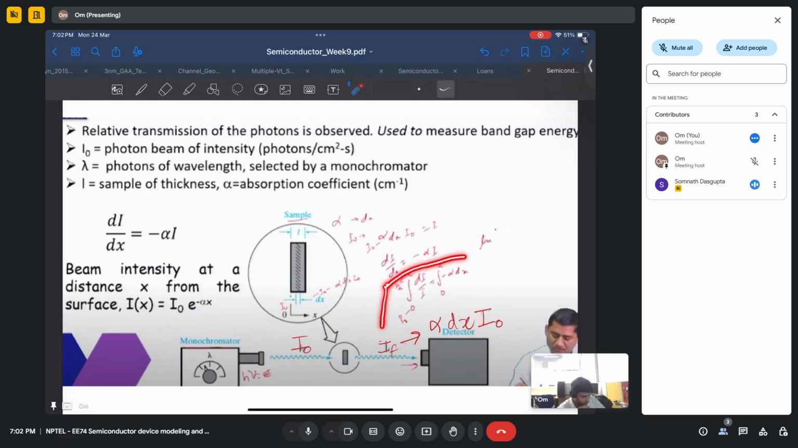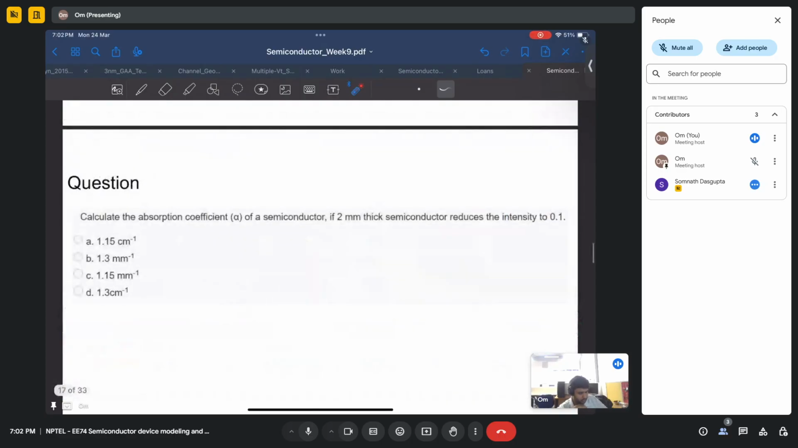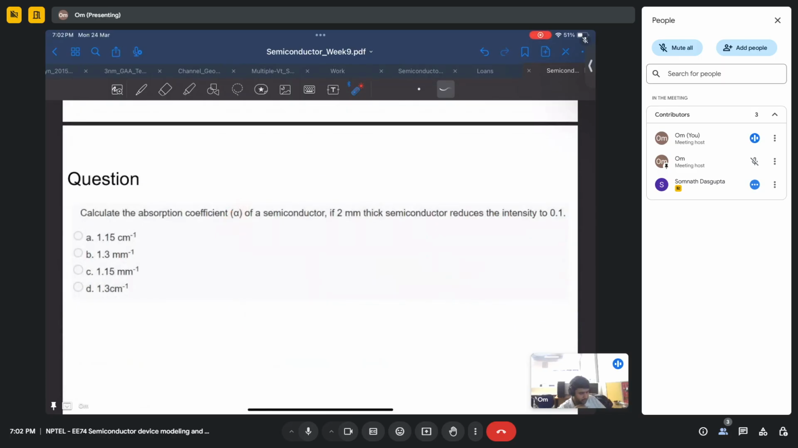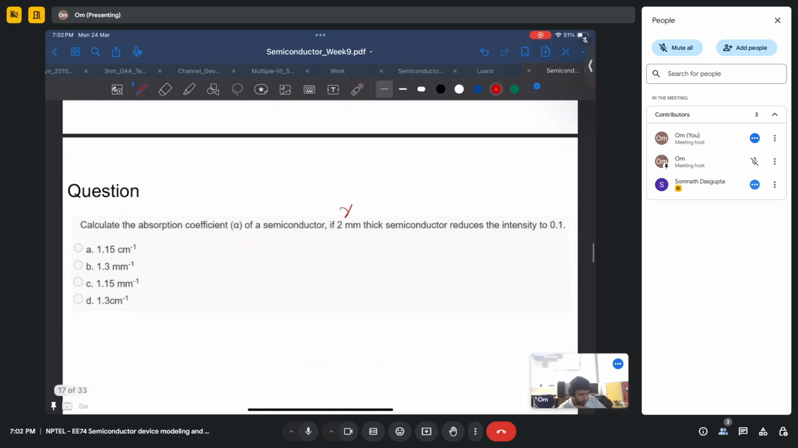Yeah, I think that is what is done here. It's not clear in the screenshot, but something like this. Okay. So basically, we will be using this expression for this question. The question asked is to calculate this alpha. x is given, alpha we have to find, and I by I naught is given, 0.1.